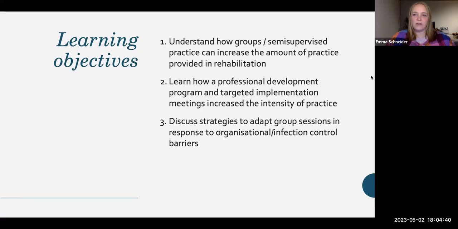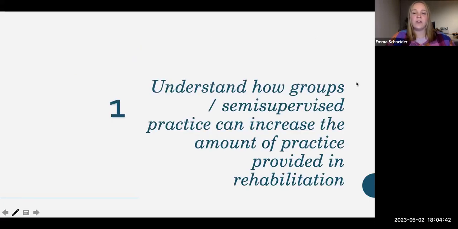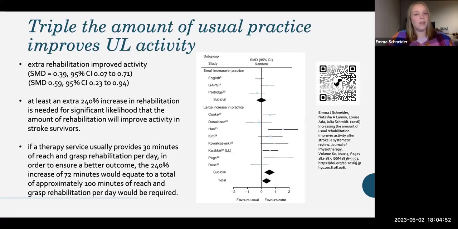So first of all, we're going to really look at how and why semi-supervised practice can and should be used to increase the amount of practice provided in rehabilitation. My systematic review was published in 2016. I've included a little QR code up on the screen. This article is freely accessible online, and it was a systematic review that was completed to look at the effect of increasing the amount of usual rehabilitation and if it led to improved activities after stroke.